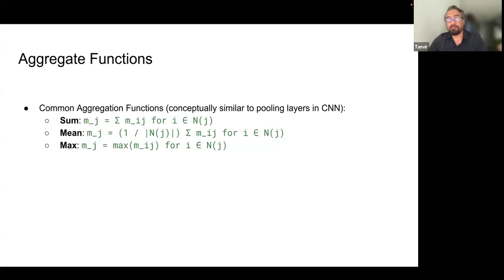We can think of it as conceptually similar to pooling layers in a CNN, where we have kernels that do max pooling, average pooling, and summation pooling. I think in terms of GNNs, summation has been a better aggregation function, but it really depends on the application, and it's very specific. It could be very specific to the application you're trying to solve or the particular structure you're trying to learn. There are also customized aggregation functions as well, but those are very specific to different problems.